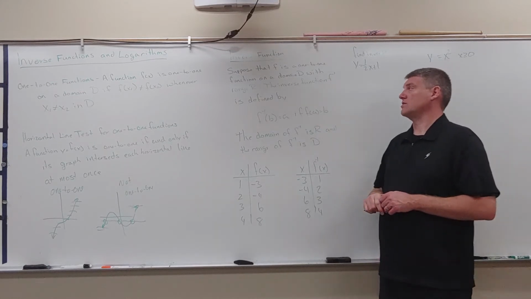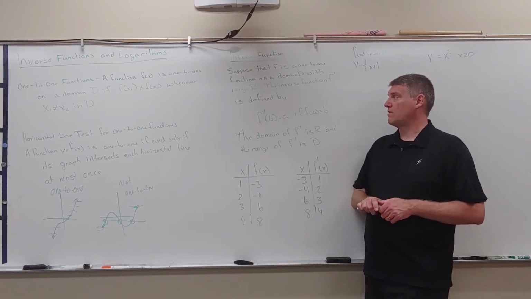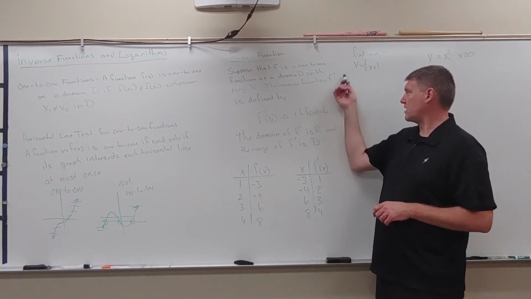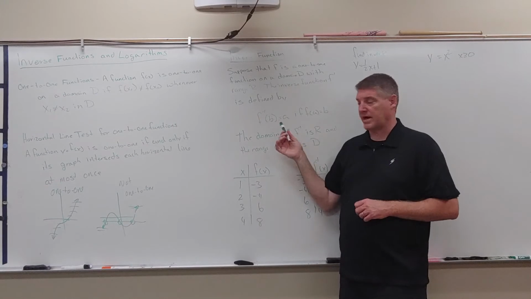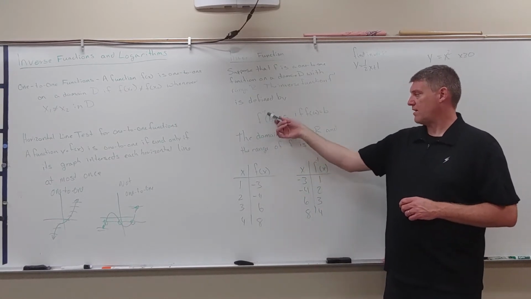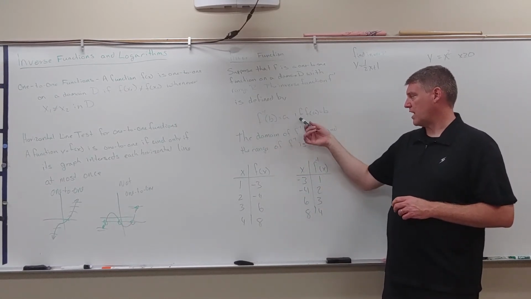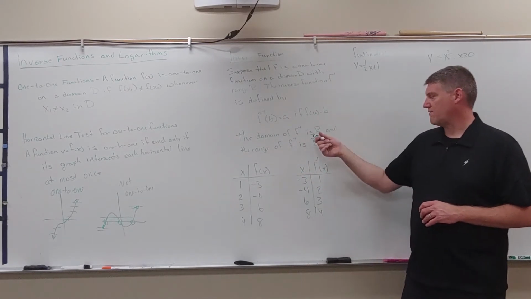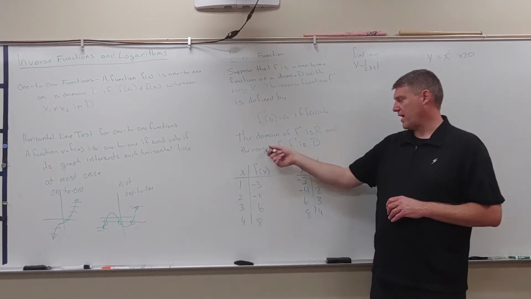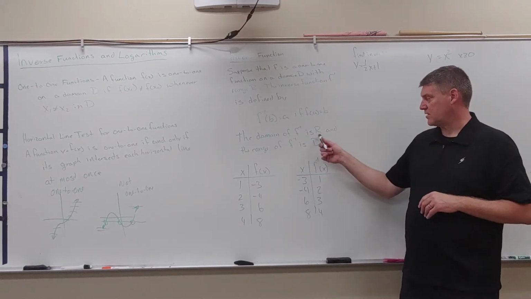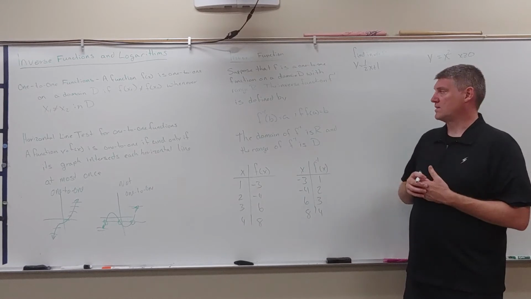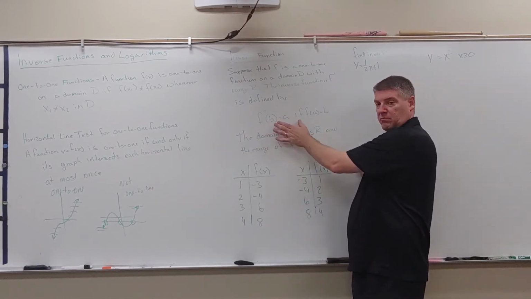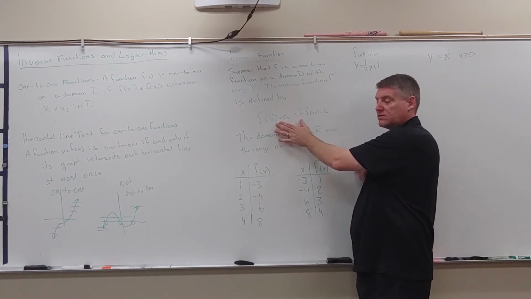So, inverse function. Suppose that f is a one-to-one function on a domain D with range R. The inverse function, f inverse, is defined by this formula here: f inverse of b equals a if f of a equals b. The domain of the inverse of f is R, and the range of f inverse is the domain D.